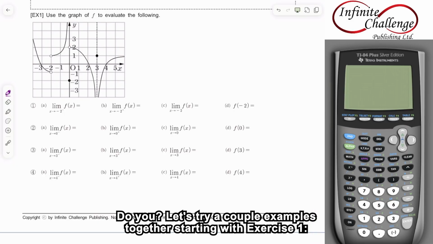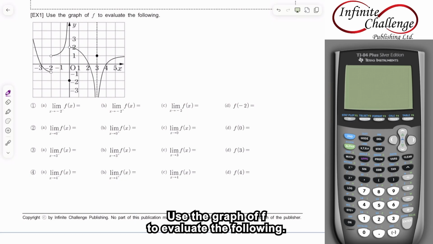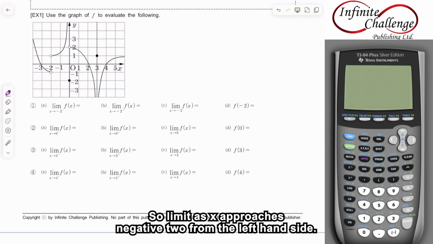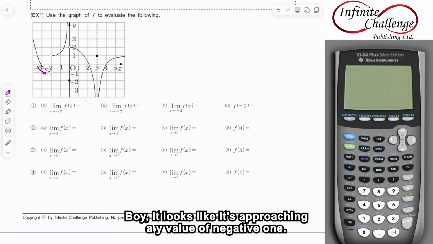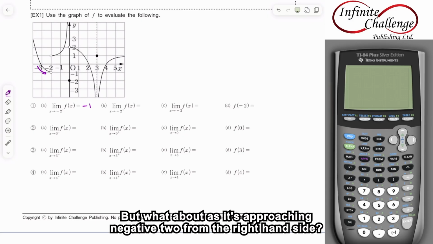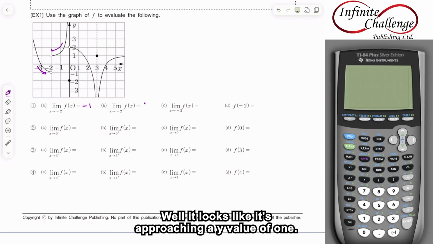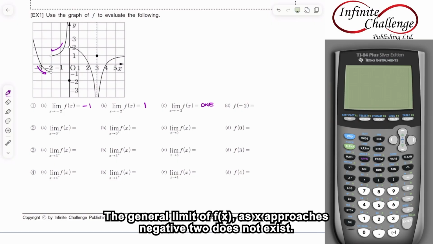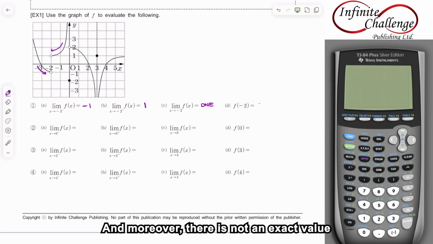Starting with exercise 1, use the graph of f to evaluate the following. Very similar to the example question we just solved, wasn't it? So, limit as x approaches -2 from the left-hand side. Boy, it looks like it's approaching a y value of -1. But what about as it's approaching -2 from the right-hand side? Well, it looks like it's approaching a y value of 1. And those aren't the same. The general limit of f of x as x approaches -2 does not exist. And moreover, there is not an exact value of f at x equals -2.